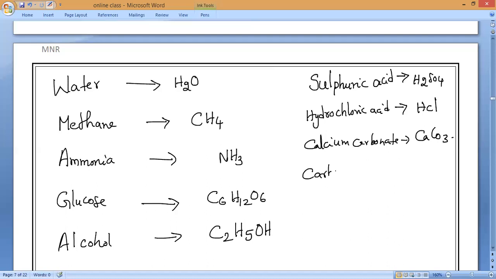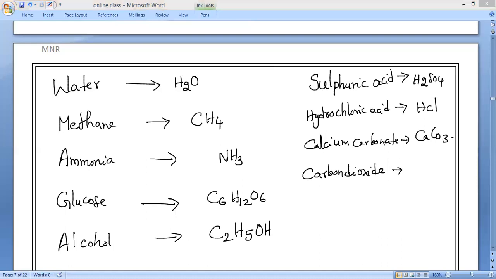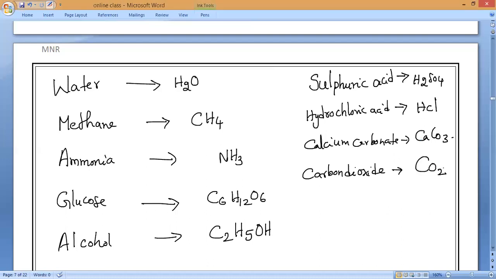Suppose you take carbon dioxide, we'll write the formulas again. Carbon dioxide, what is the formula? Anybody can tell? What is the formula of carbon dioxide? Arun, Aswin, you don't know the carbon dioxide formula? CO2. Okay. So these are some of the important compounds and their formulas which you have to learn, because many times it will be helpful for us to solve. So these are the important chemical compounds and their formulas.